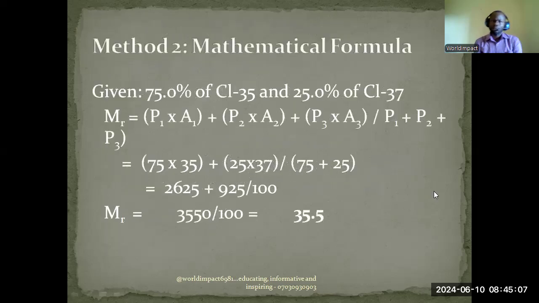Now, using the formula method, we apply the principle with the percentages P1, P2, P3. But in this question, we will not have P3 and A3, since the isotopes are limited to 2. So in the denominator we cancel P3, and we are limited to only P1 plus P2, no longer P3. We get our answer at the end of the day. Is that clear? The same as the first one, 35.5. Okay, let's then move on.